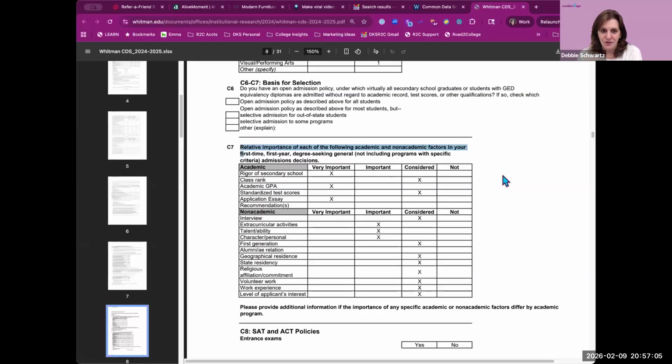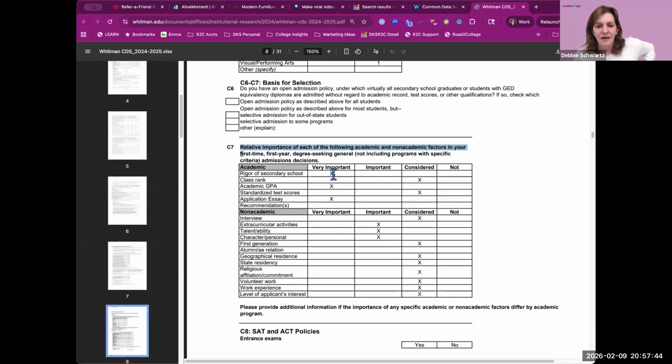Let me say, most colleges, you're going to look at this section and they are going to have rigor of school classes, the GPA, and the admission essay as very important. Actually, without a doubt, rigor and GPA are always going to be very important. Application essay may not always be listed as very important. Some of the state schools might list it a level down as important, or some might even say considered. So it might be worth looking at how much of an emphasis the school places on the essay.